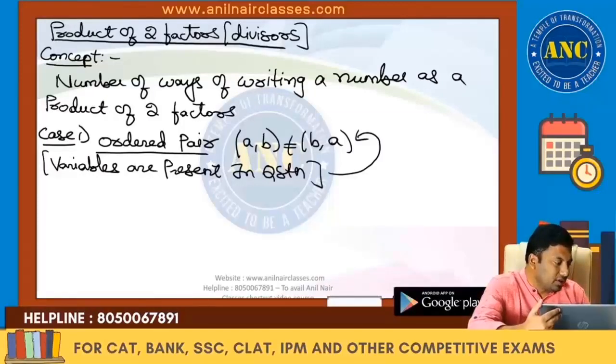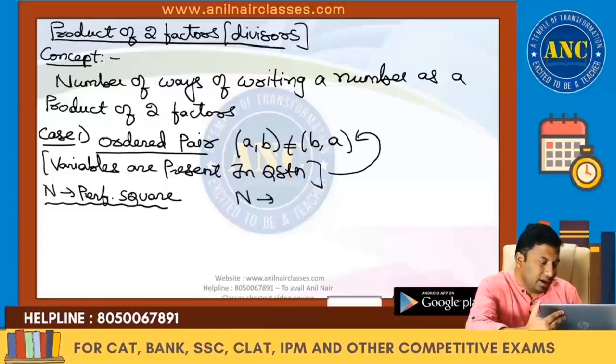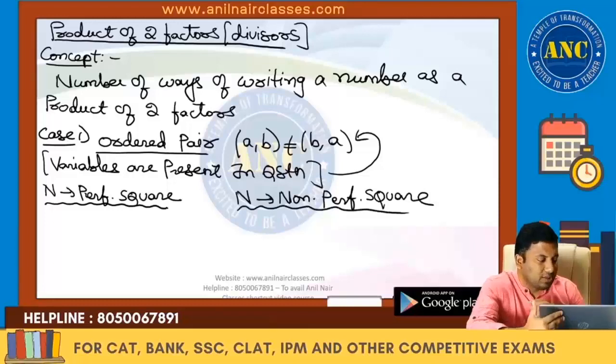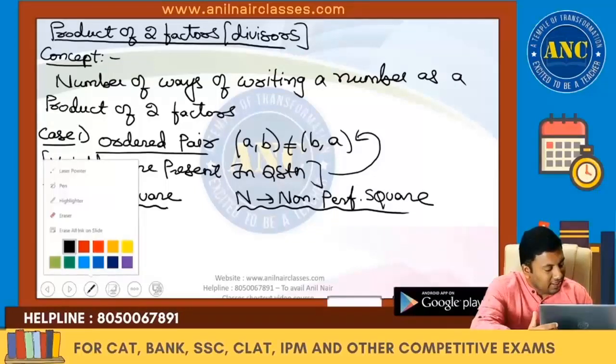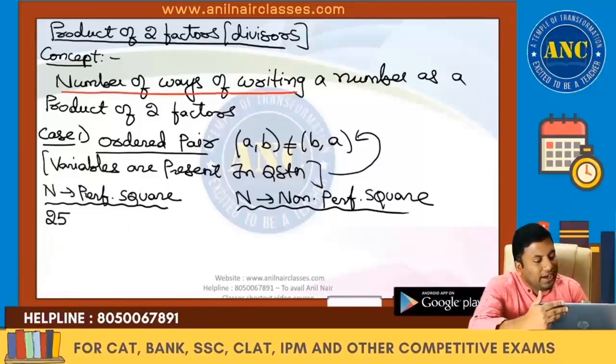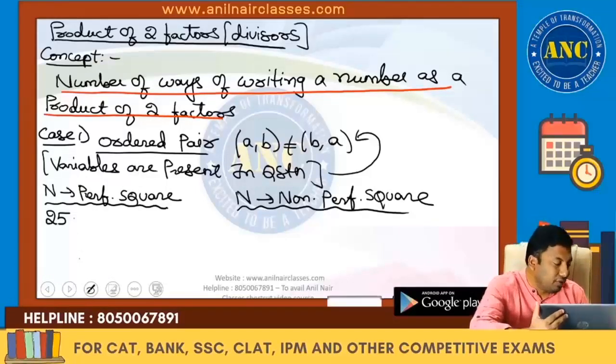Now, suppose n is a perfect square. Two cases we will take: n is a perfect square and n is a non-perfect square. Why these two cases? I will explain it in the next slide. Suppose I take a perfect square, 25. Please see the heading: in how many ways can you write a number as a product of two factors?